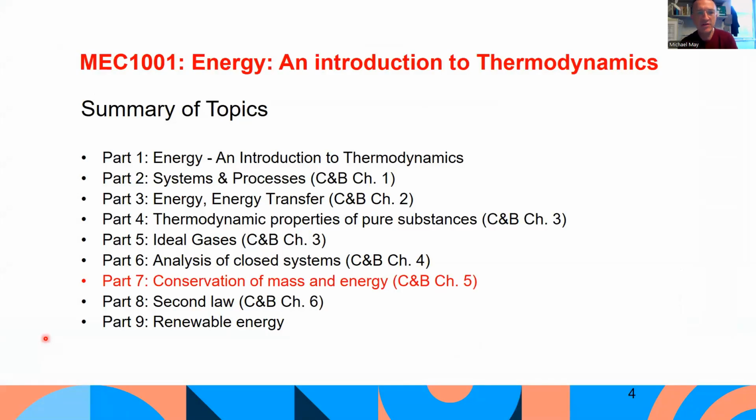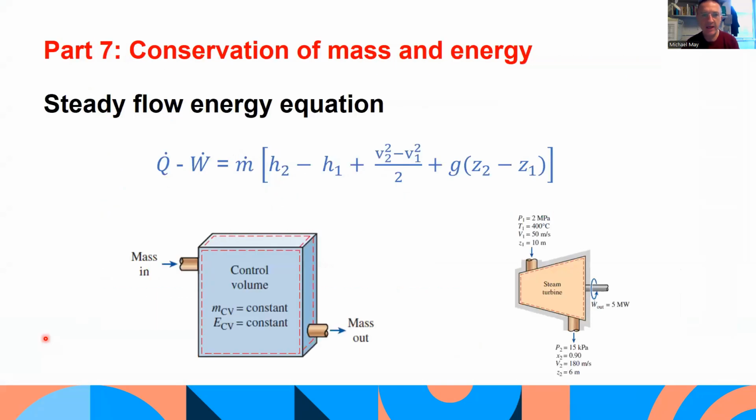So this is part 7 of the course. It's described as conservation of mass and energy. And in the last part of the course, in part 6, what we did was we applied the first law of thermodynamics to a closed thermodynamic system. And what we're doing in this part of the course is we're applying the first law to open systems.